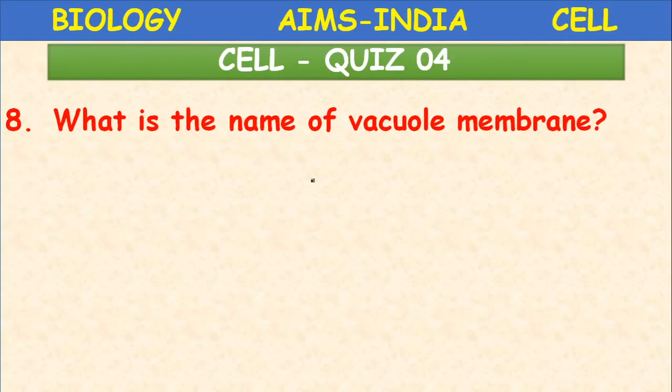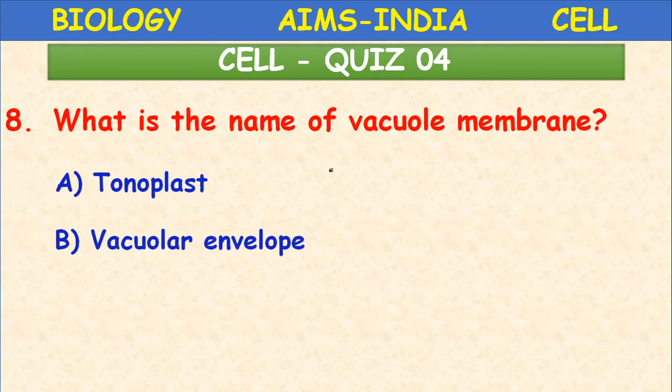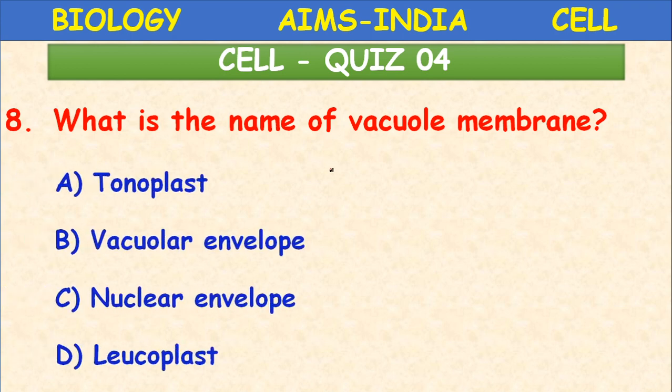Next, what is the name of the vacuole membrane? Vacuole membrane is called tonoplast, vacuolar envelope, nuclear envelope, or leucoplast. Tonoplast. The single membrane present in the vacuole is called tonoplast.